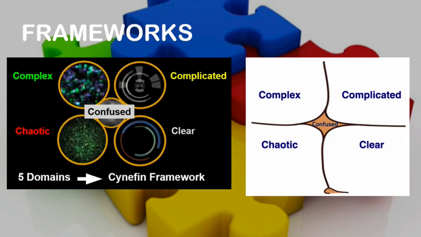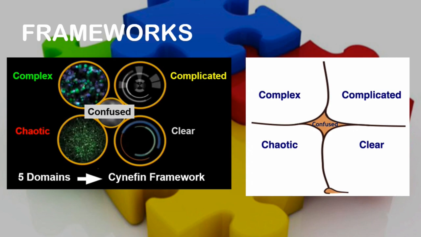Let's improve our view by making the following changes. Let's split order into 2 domains, complicated and clear. Add one domain in the middle, called confused. Confused is the state of not knowing where you are. This is the Cynefin framework.